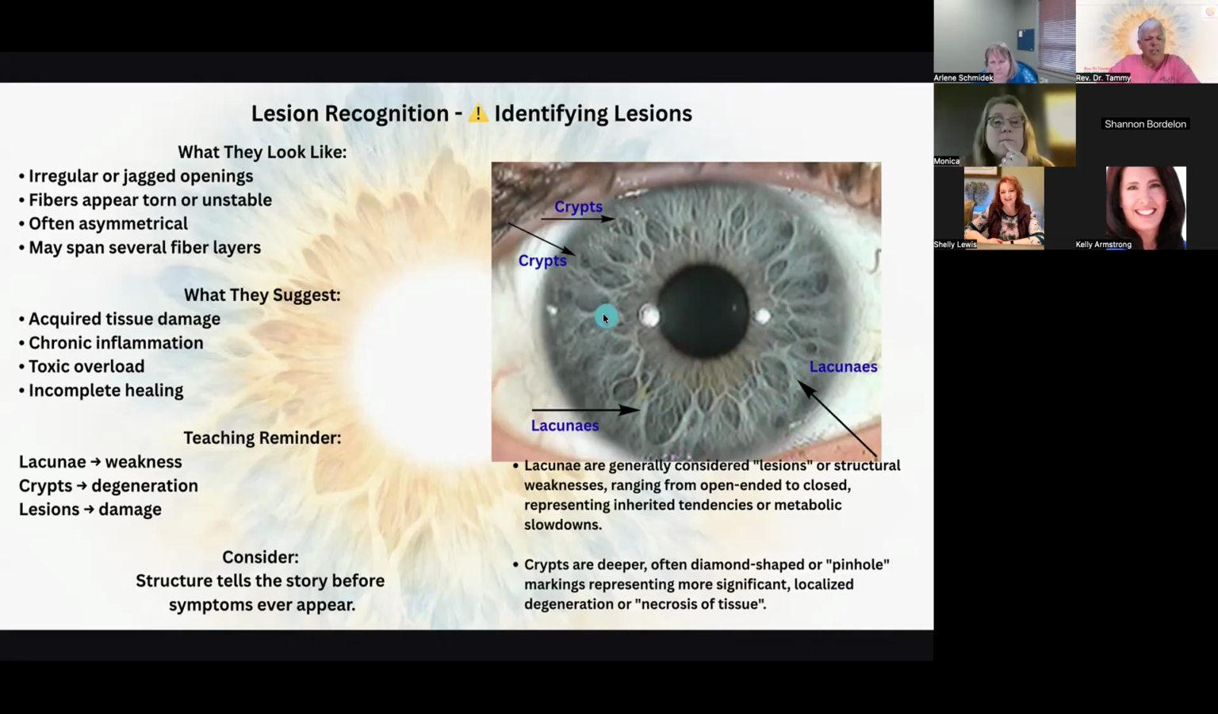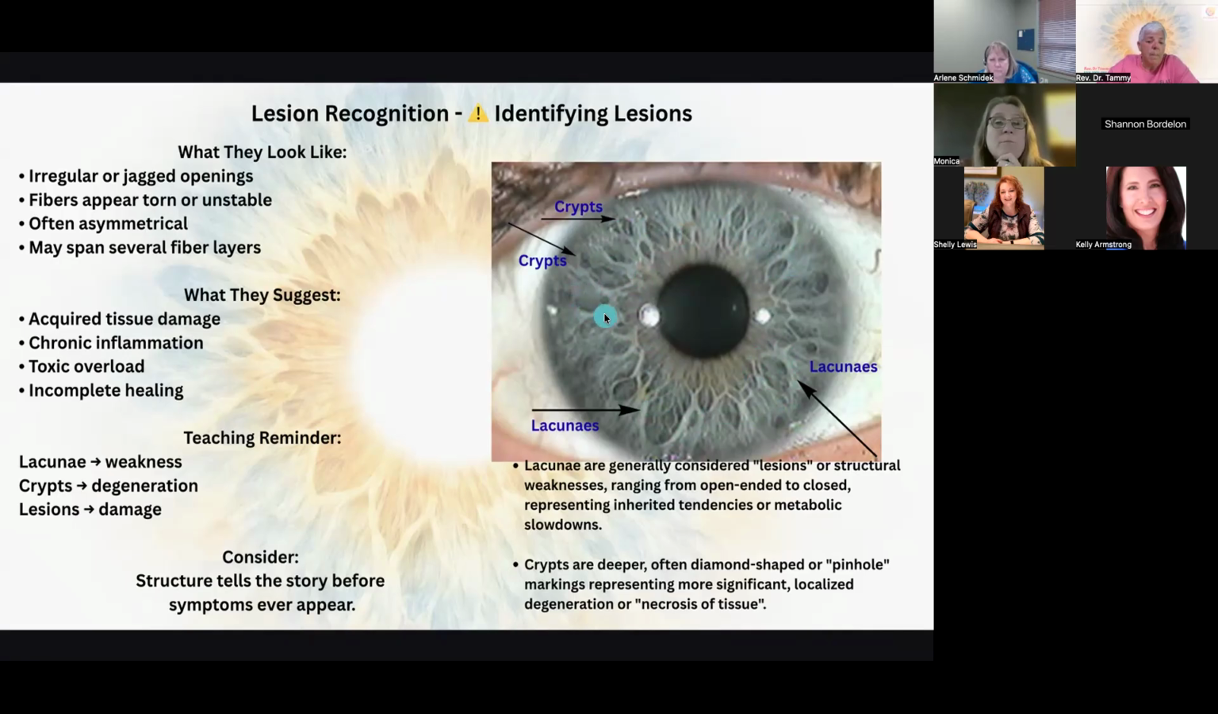Great explanation, Monica. And this is a lesion here, starting in the bowel area. But these are lacunas and crypts up here. These are more crypts here. This is more of a lacuna.